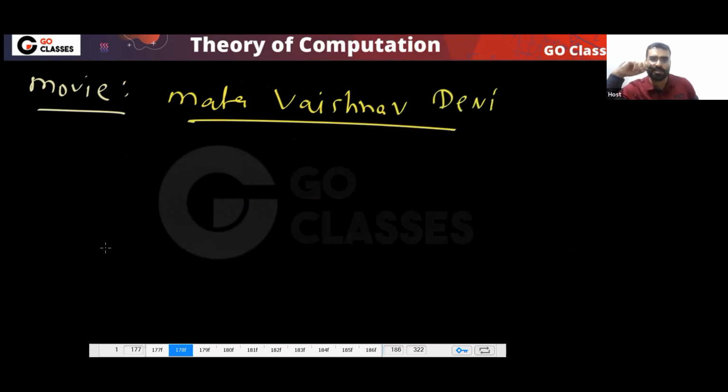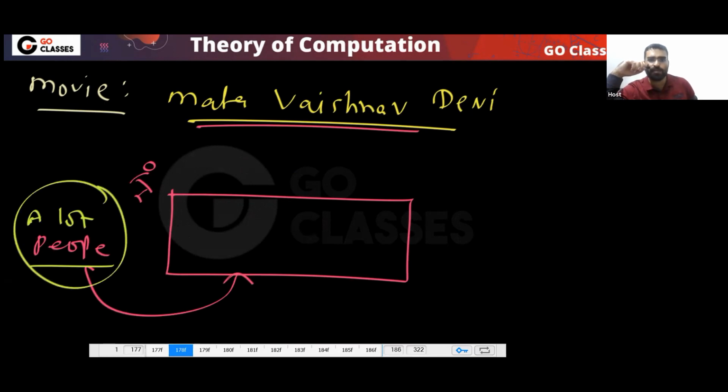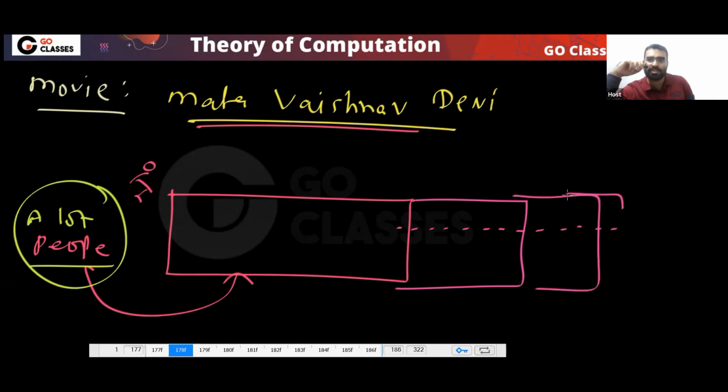So in this movie, what happens? There is a follower of Mata Vaishnav Devi, a true follower, a very good follower. He invites some people for lunch or dinner, but he has a small room. Then a lot of people come. Because he is a true follower of Mata Vaishnav Devi, this room gets bigger and bigger.